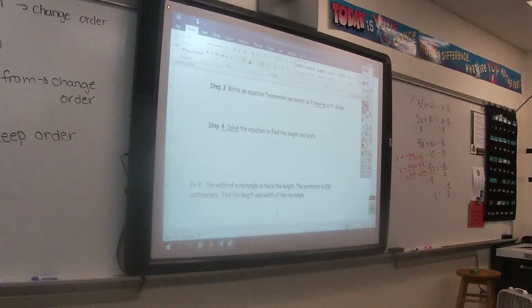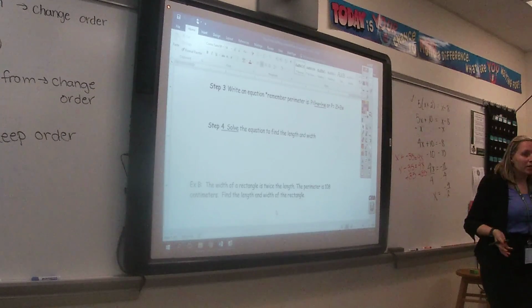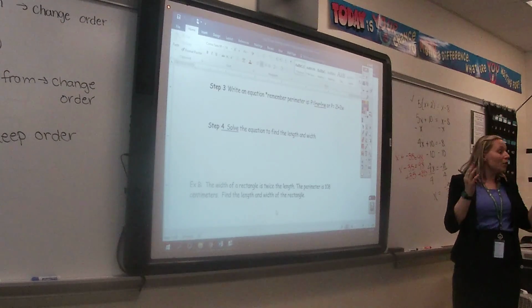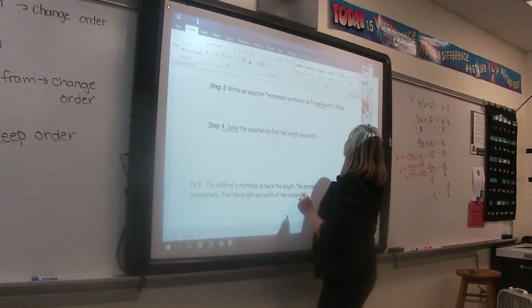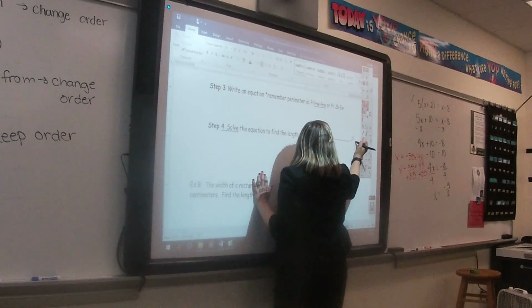Length plus width plus length plus width. Or we could say 2 times the length plus 2 times the width. Or we could say 2 times the length plus width. Either way, we need to think about adding up all the sides of the rectangle. So here's a way my students like to think.